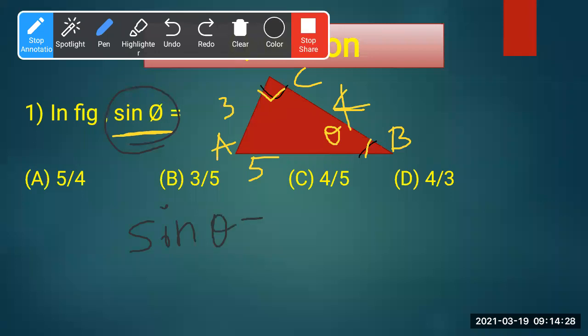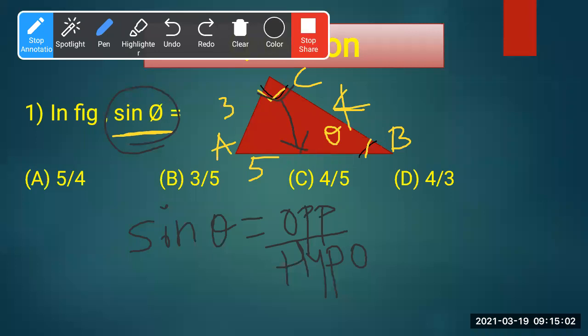Sine theta is equal to what? Opposite side upon the hypotenuse. Now students, as I told you, whenever you get a right angle triangle, you should identify the sides, that means which is the hypotenuse, which is the adjacent, and which is the opposite side. You know that this is 90 degrees, so the side opposite to the 90 degrees is always the hypotenuse side.